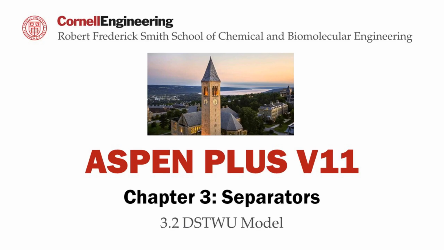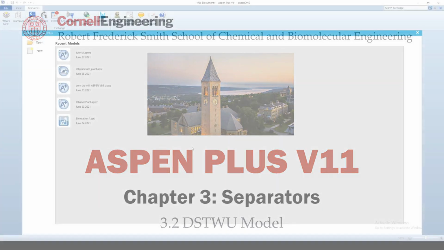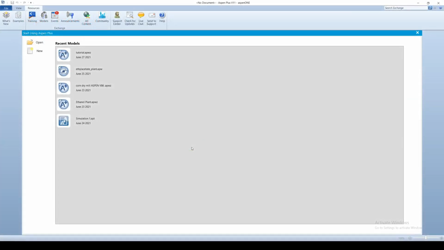This screencast demonstrates how to use the DSTWU separation model in Aspen Plus software. The DSTWU model in Aspen Plus is used to model a simple distillation column. DSTWU allows for a single feed and two products, a bottoms and a distillate. For this screencast, we will simulate the separation of methanol and water.